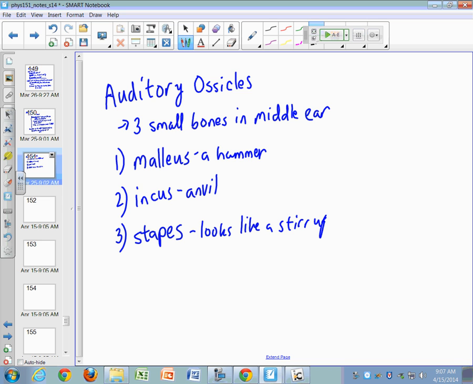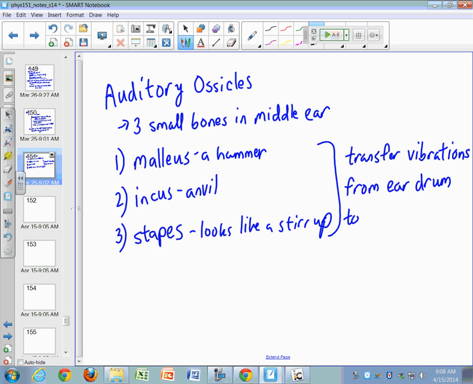Collectively, these transfer vibrations from the eardrum, and you do need to know this. They transfer vibrations from the eardrum to the inner ear. All right, so that eardrum vibrates.